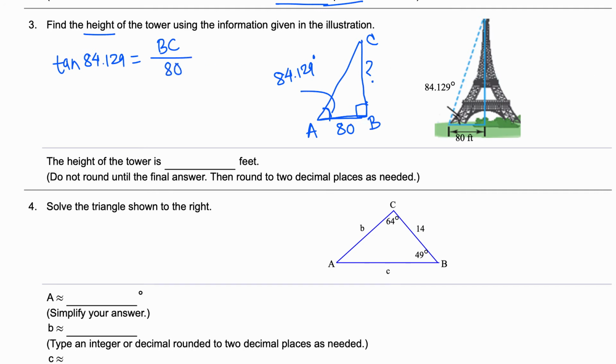Now we can cross multiply. This is a decimal number, so cross multiply to get BC equals, because BC times 1 is BC, equals 80 times tangent of 84.129. Now use the calculator, making sure the mode is in degrees. 80 times tangent 84.129, and to 2 decimal places, it comes out to be 50.91.